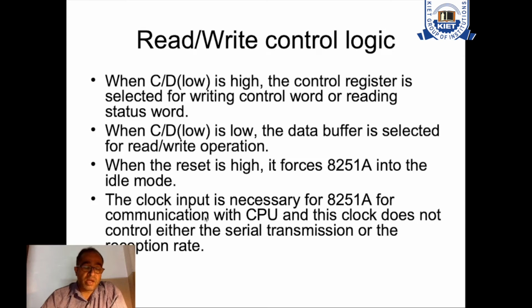Now, what happens in the read and write control logic? When C/D bar is high, the control register is selected for writing the control word or reading the status word. When C/D bar is low, the data buffer is selected for read and write operations. When reset is high, it forces the 8251A into the idle mode. The clock input is necessary for the 8251A for communication with the CPU, and this clock does not control either the serial transmission or the reception rate.